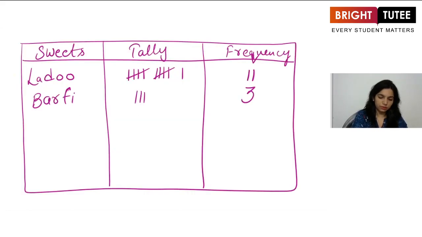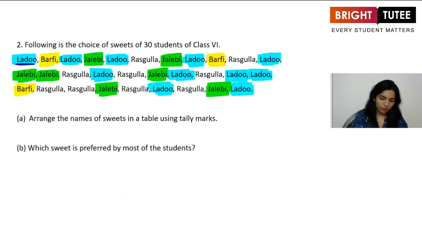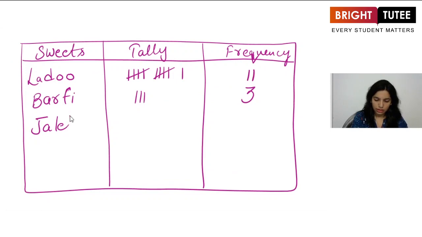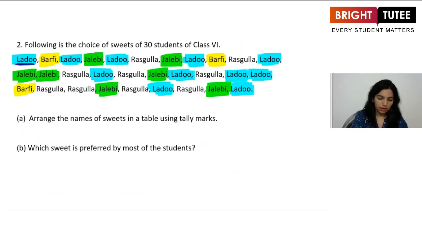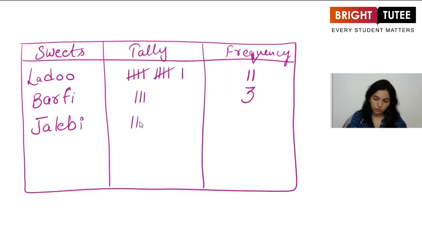Let us write it here. What is jalebi spelling? Okay, jalebi. And the number of people who prefer jalebi is 1, 2, 3, 4, 5, 6, or 7? Okay, 1, 2, 3, 4, 5, 6, 7. 7 it is.